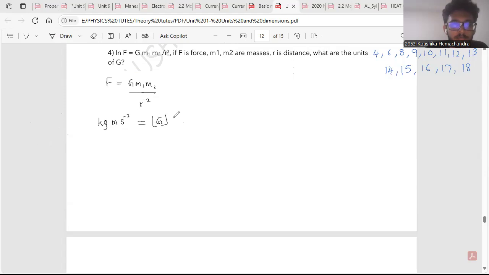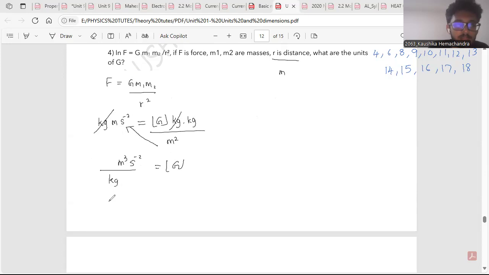That's what we are going to find. For M1 it's kilogram and for M2 also it's kilogram, divided by R, distance in meters, then meters square. Now substitute for G. Meter squared gets multiplied with meter, it becomes cubic meter. One of the kilograms gets cut, and the other kilogram goes to the denominator of the other side, so it becomes per kilogram. Seconds remains the same. So you get cubic meter per kilogram per square second as G.